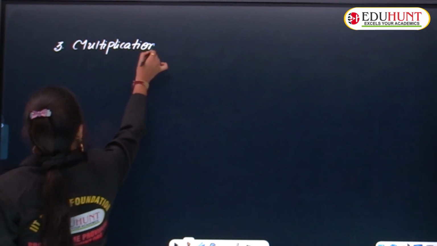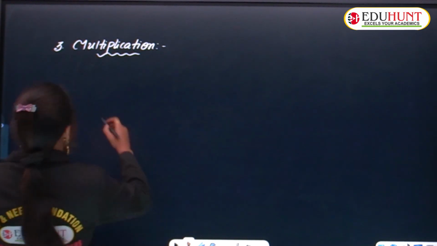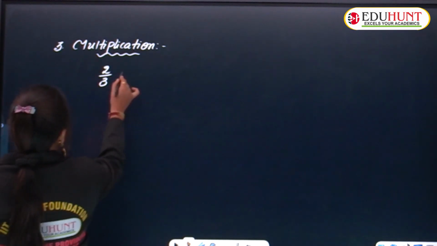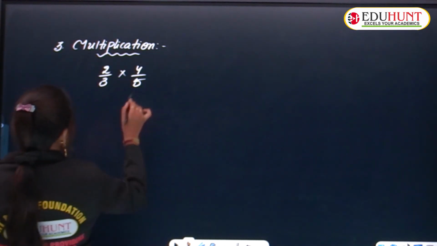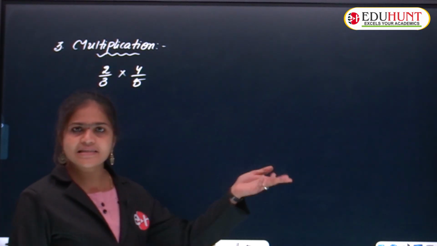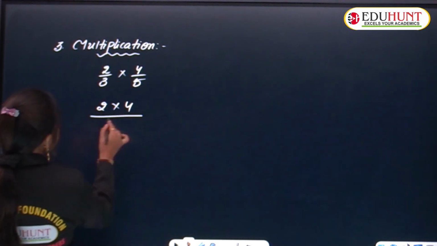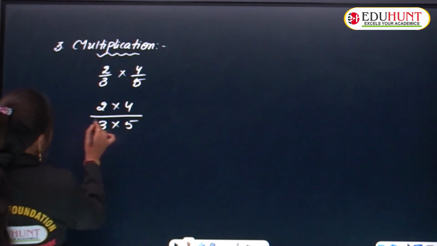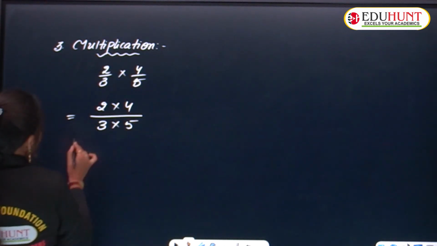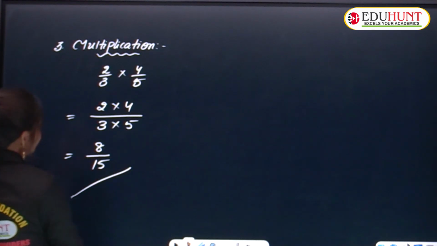What is that, ma? Next one we are having multiplication. Multiplication of two positive rational numbers: 2 by 3 into 4 by 5. How to multiply two positive rational numbers? Just like fractions only, no? By taking the product of numerators and by taking the product of denominators. 2 into 4, 3 into 5. 2 4s 8 by 3 5s 15.